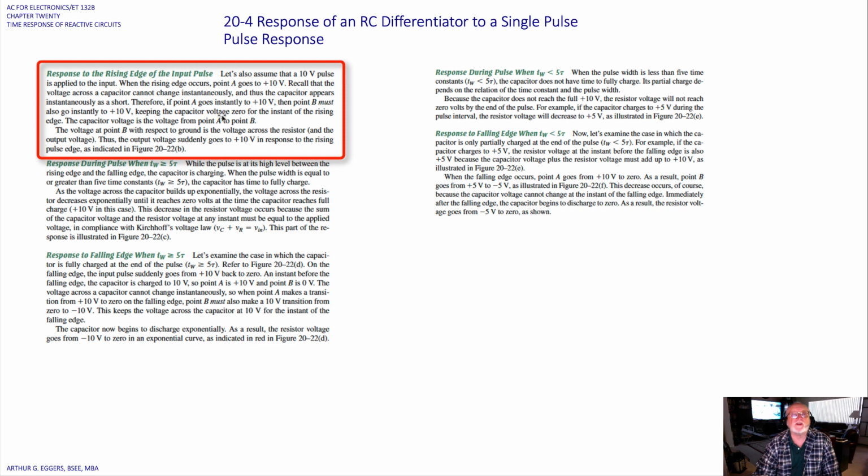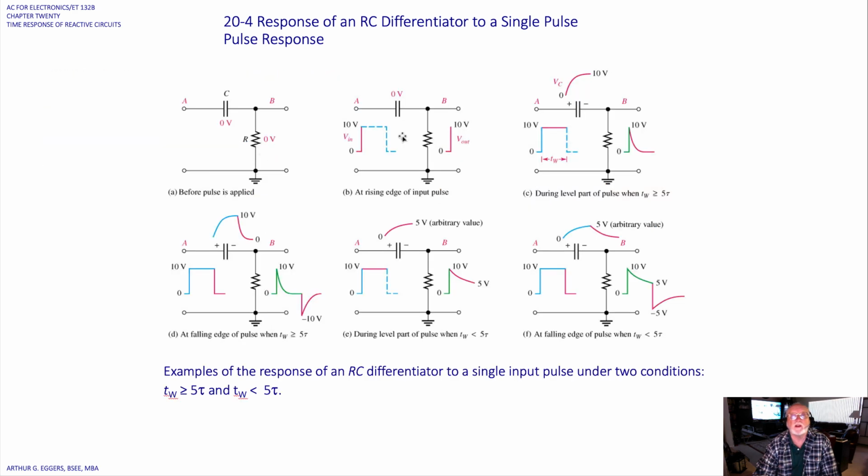This keeps the capacitor voltage 0 for the instant of the rising edge. The capacitor voltage then is the voltage from point A to point B. So we're talking about the output here, across the resistor, point A to point B.